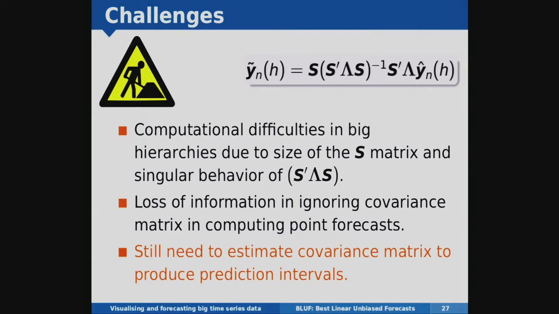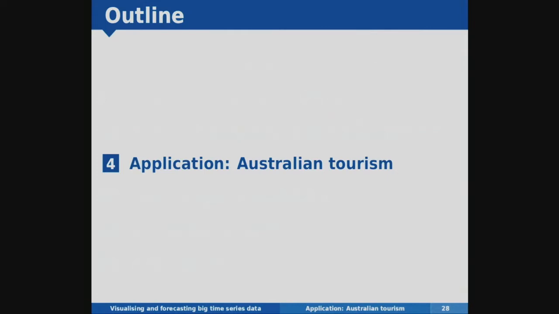If I want to produce a prediction interval here, I need to know what that covariance matrix is, and I don't. Okay, so let's put aside those problems. Let's see if we can try this idea out on a smallish data set where the computational speed doesn't matter very much, which is the Australian tourism data, because it's only 300 or so series.